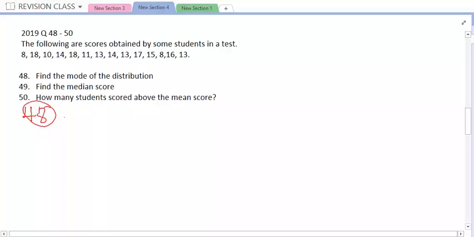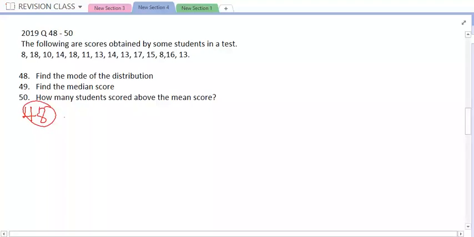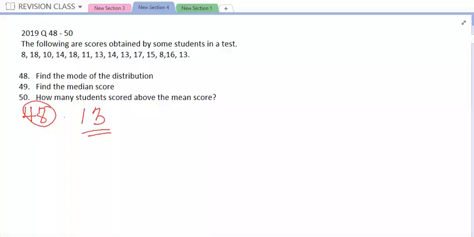We have 8 occurring just one time. We have 18 occurring twice. We have 15 occurring once. We have 13 occurring 3 times: 1, 2, 3. So the data with the highest occurrence is 13. So the mode would be 13. 13 occurs 3 times, which is the highest of the scores in terms of frequency.